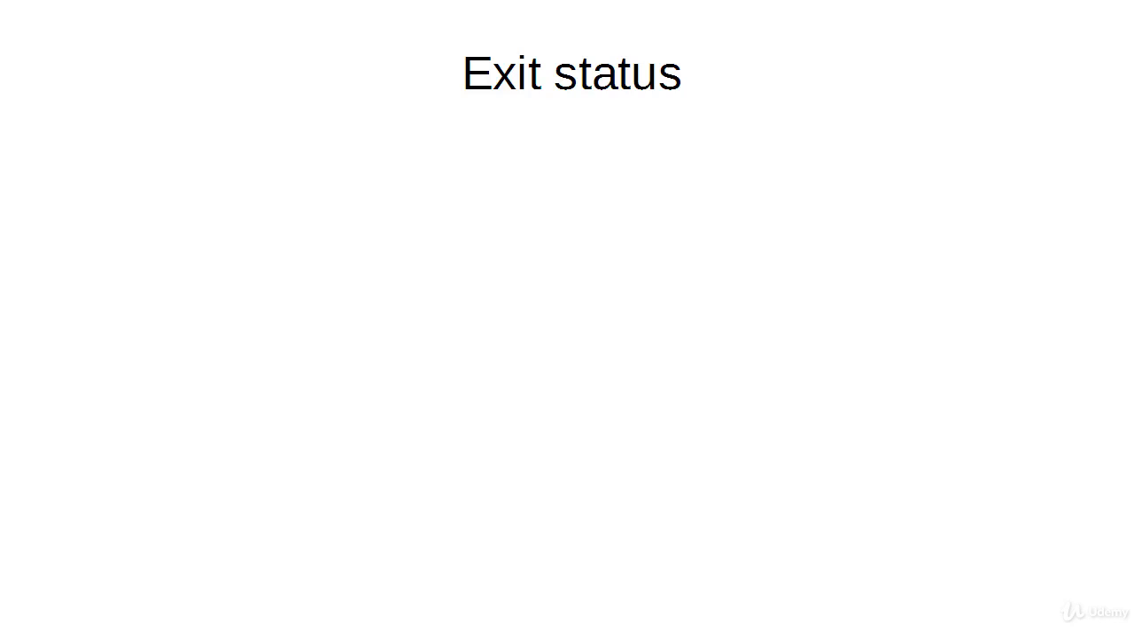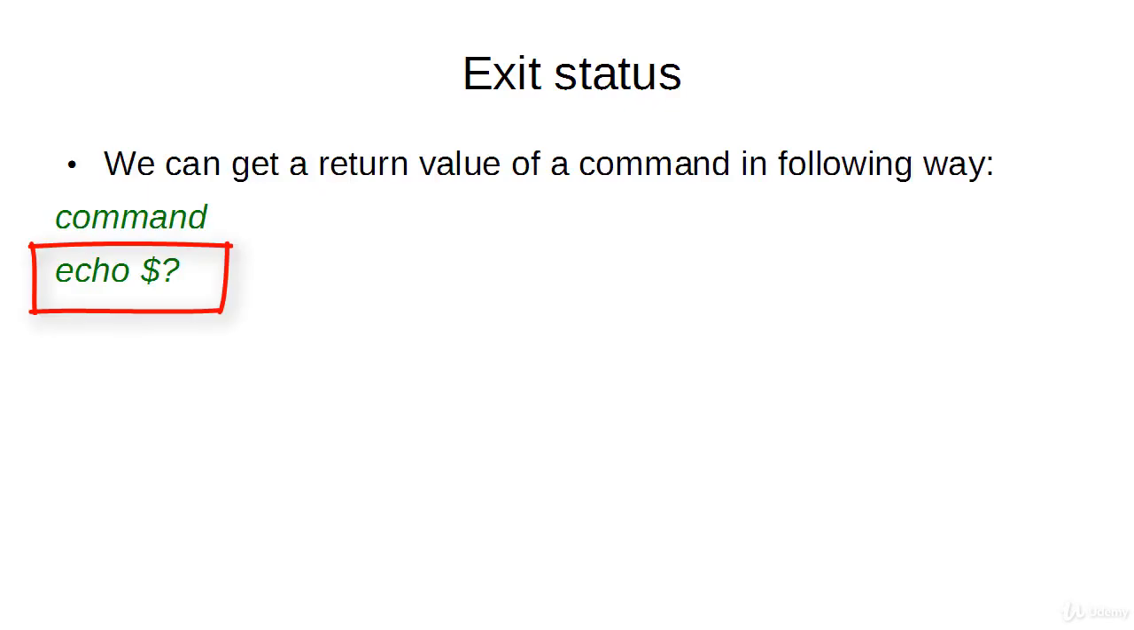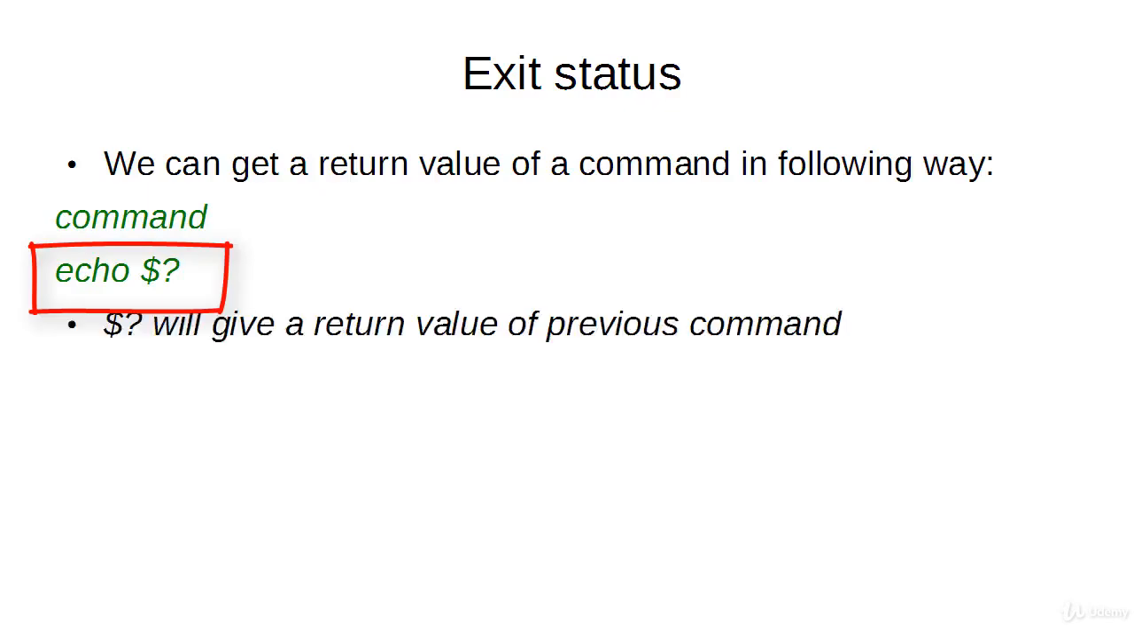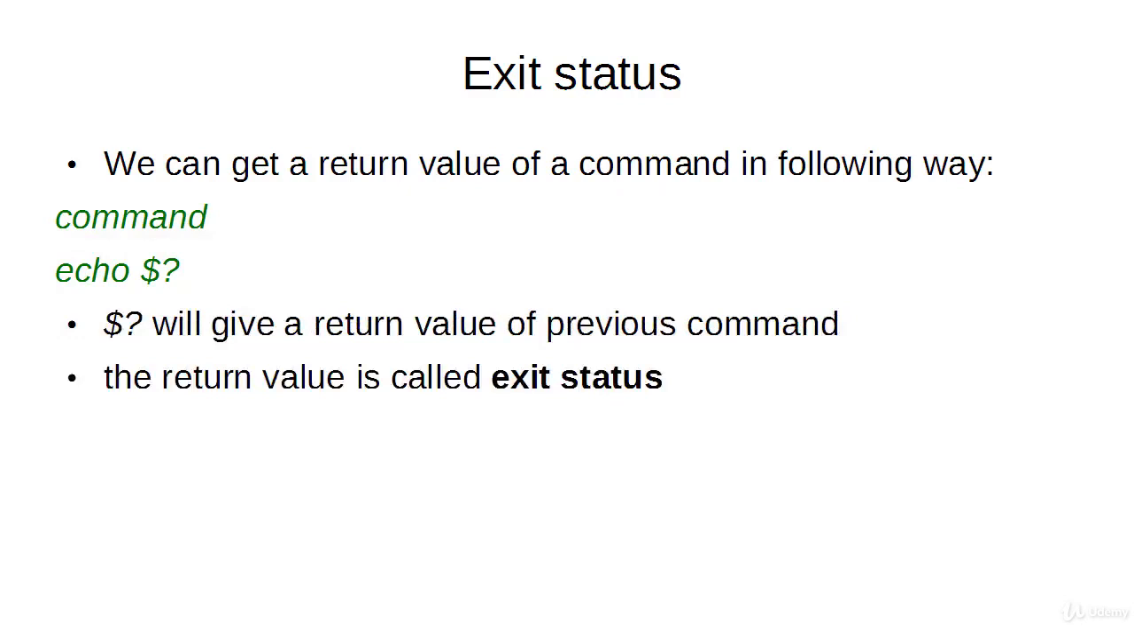What is exit status? Exit status is a numerical value which can tell us if a previously called script or previously executed command was successful or not. We can get this value by printing the value of $? This value is called exit status.